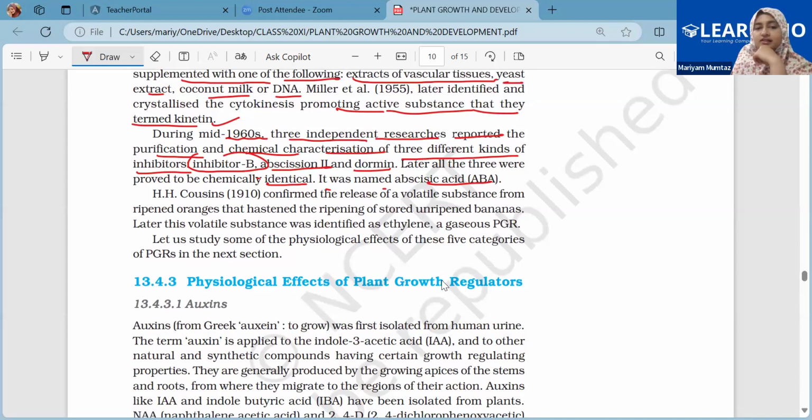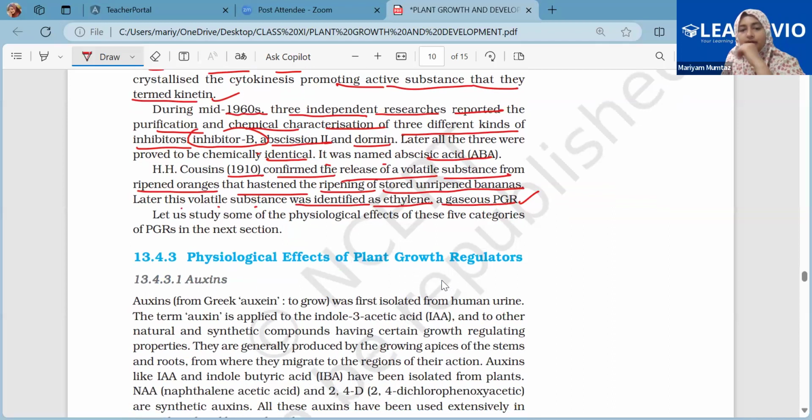Now, H. Cousins in the year 1910 confirmed the release of a volatile substance from ripened oranges that hastened the ripening of stored unripe bananas. Later, this volatile substance was identified as ethylene, which is a gaseous plant growth regulator.